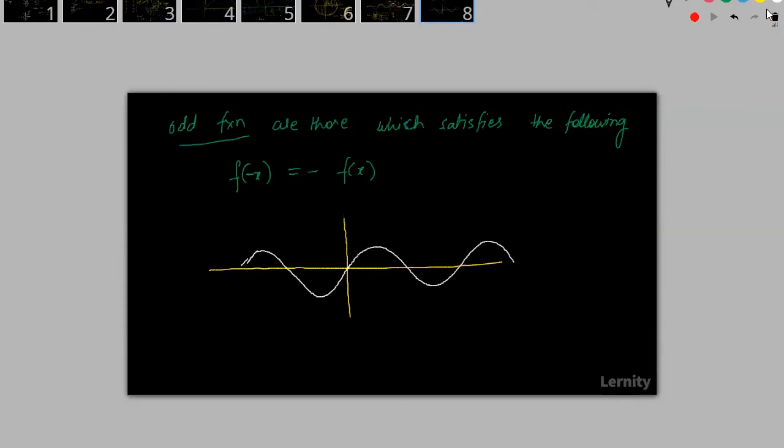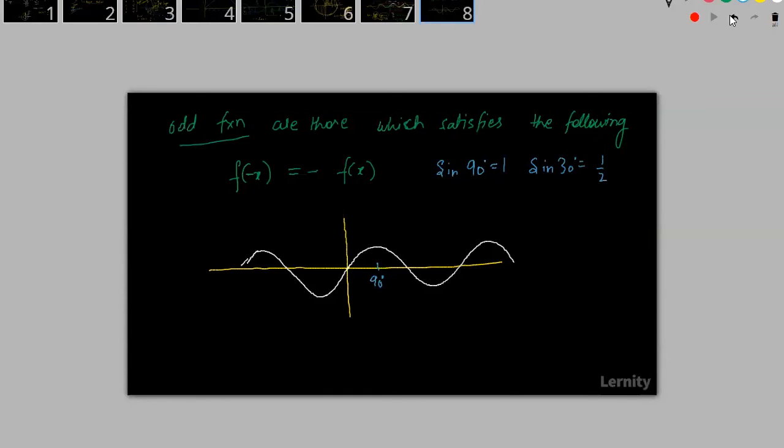Suppose I take theta as 90 degree. Sine 90 degree is 1. Also, if I take sine of 30 degree, sine of 30 degree is equal to 1 by 2.